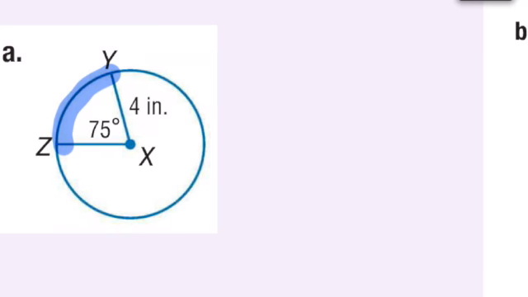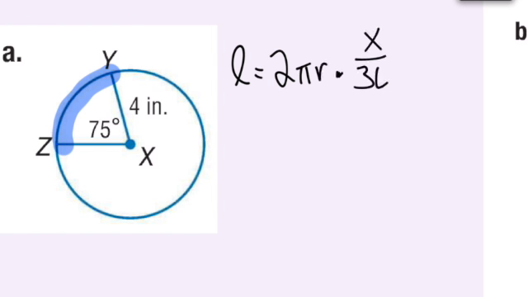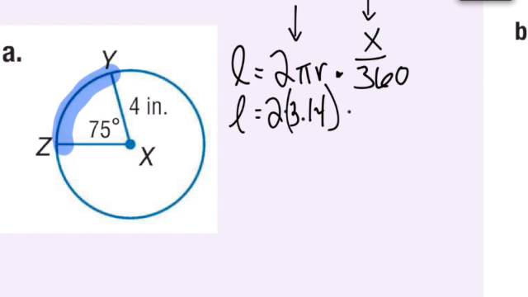All right, I know my formula is L equals the circumference times x over 360. All right, so this is the circumference, and this is the piece of the circle that I have, right? So we know the radius. So 2 times, I'm going to replace pi with 3.14. I'm going to replace r with what it's equal to, 4.